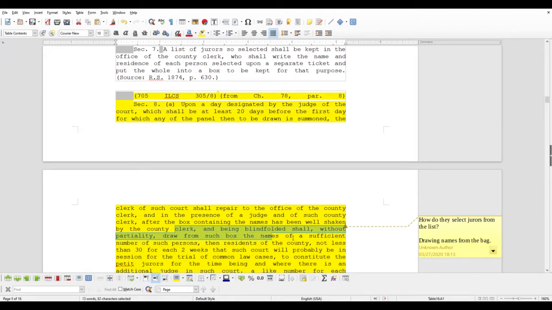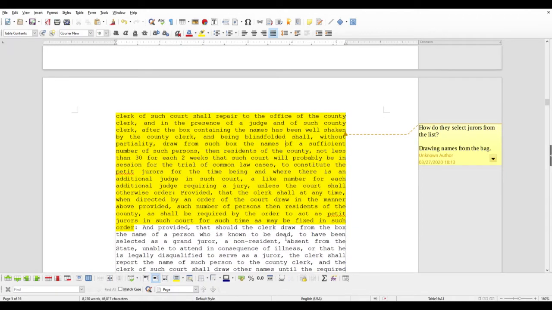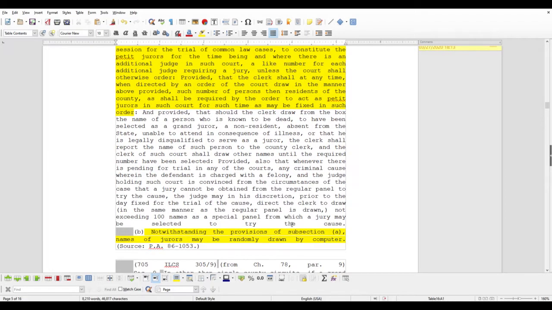So this was all before the age of computers, right? Because now you have computers and you can easily put all those names in a computer program and tell that computer to randomly pick several, the amount of jurors that you need, right? So basically, that's actually covered in section B, and basically the computer.